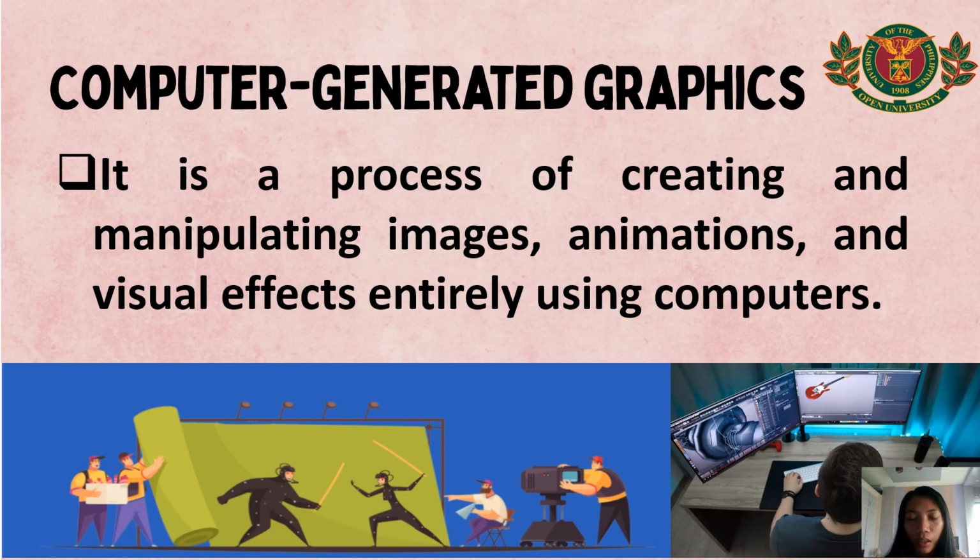Let's start with computer-generated graphics. It is a process of creating and manipulating images, animations, and visual effects entirely using computers. Just like the special effects in movies, this is what they usually do for animations, movies, fantasies, dramas, and I think you can identify a lot of movies that use computer-generated graphics. So this is the current advance of printing technology.